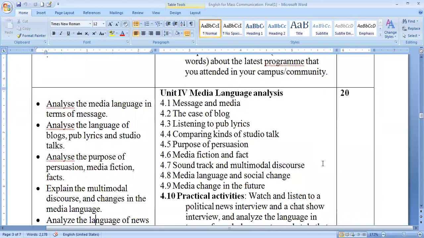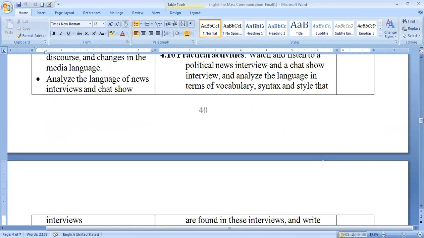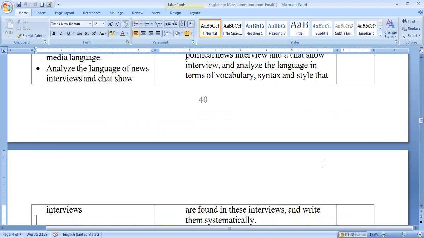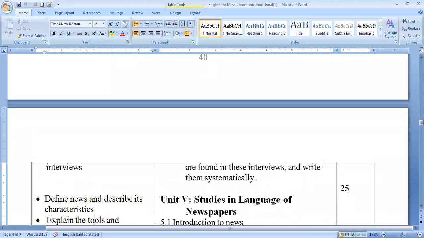And here the practical activity is to watch and listen to political news, an interview and a chat show interview, and analyze the language in terms of vocabulary, syntax and style found in these interviews and write them systematically. So that is unit 4.